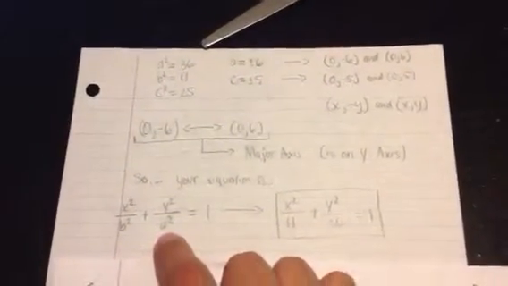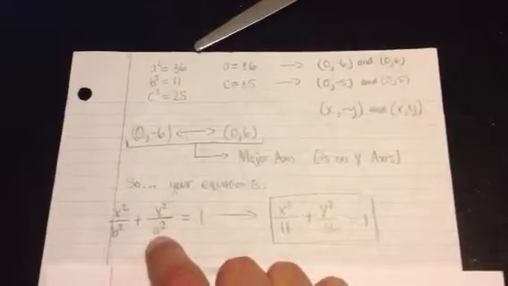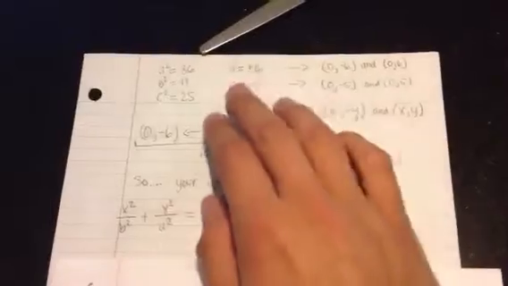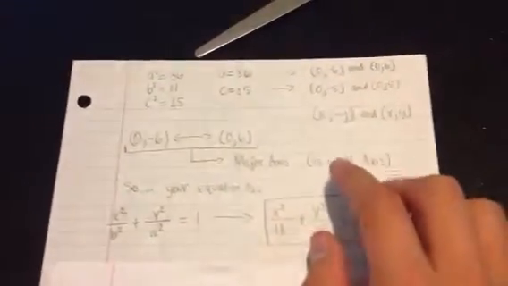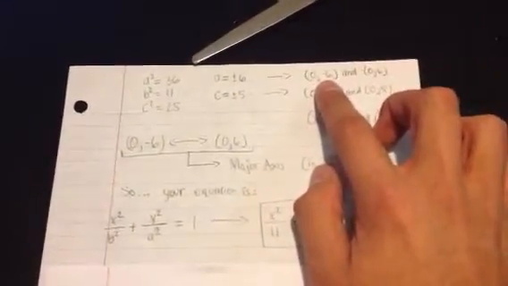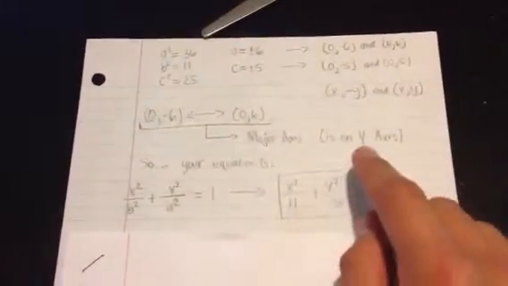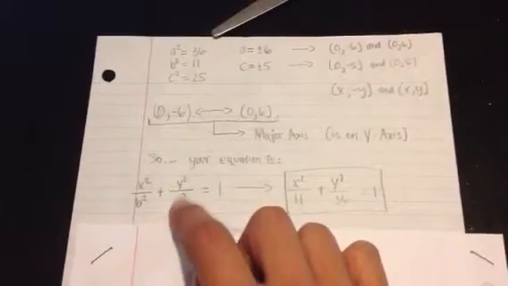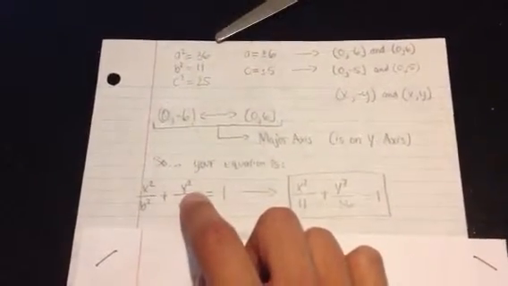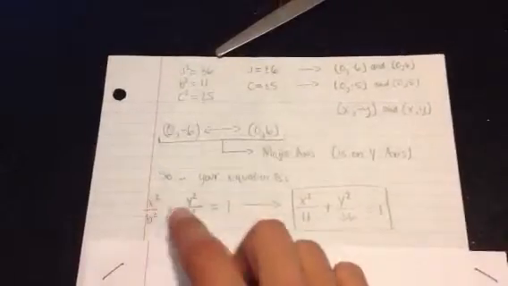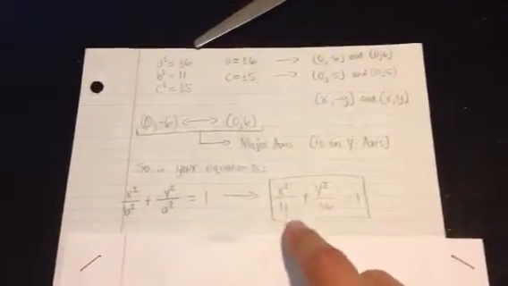Your a squared value is going to be where you pull your vertices from. So right here, for example, a is 6. So if you were to write that out, this would be like writing (0, negative a) and (0, positive a). In this case, your major axis is on the y-axis. So you write your a squared value under y, and your b squared is going to go under x. So after you've done that, this is what your equation will look like.